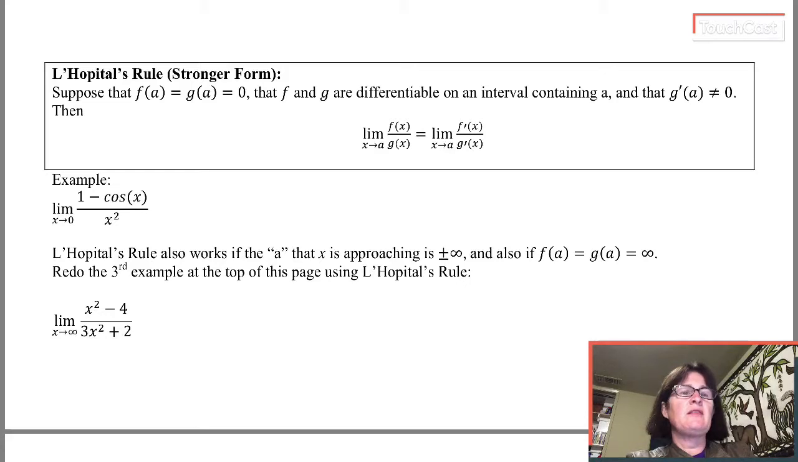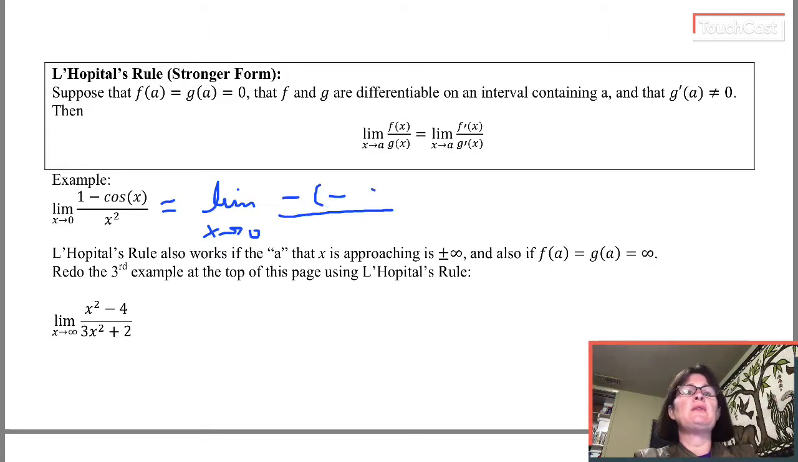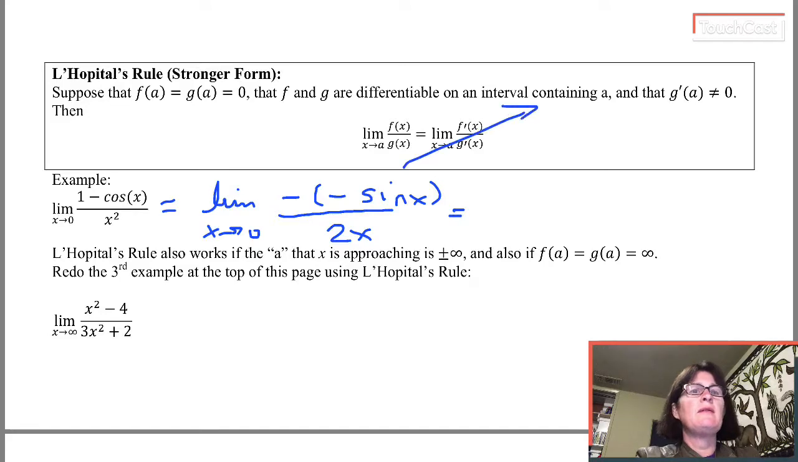Here's what I do. This is the same as the limit as x goes to 0 of, I'm going to take the derivative of the numerator and the derivative of the denominator. The derivative of 1 is 0. The derivative of negative cosine of x is the opposite of sine of x, over 2x. And I can try again. I'm going to double check. If I replace x with 0, I'm going to have negative.